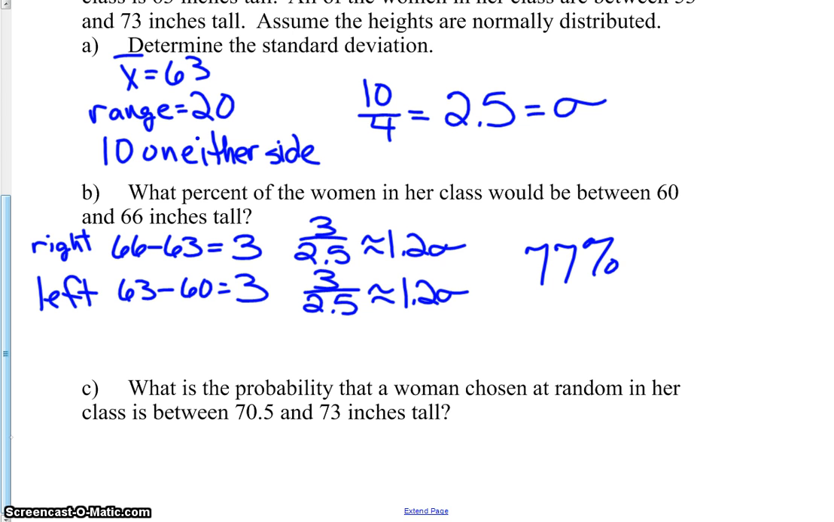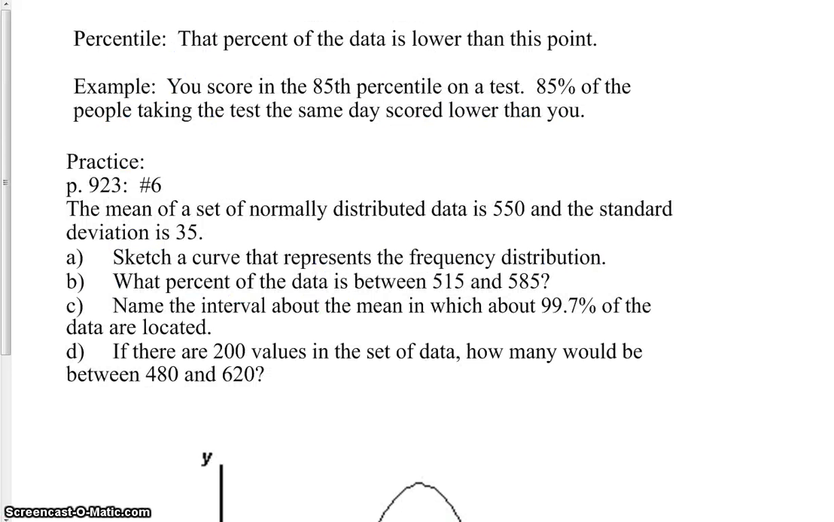The last concept of the day is percentile, and percentile is not the same thing as a percent. On a percentile, if you score in the 85th percentile, it means you did better than 85% of the people taking the test that day. If you scored in the 50th percentile, you're still in the top half. You're better than 50%. Please work the practice problems and then you can check them in class. Thank you.